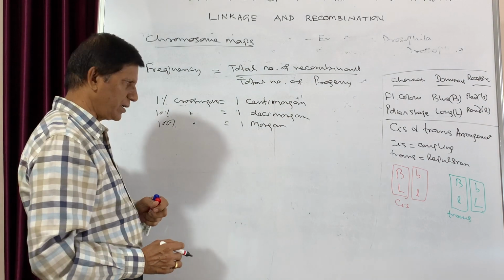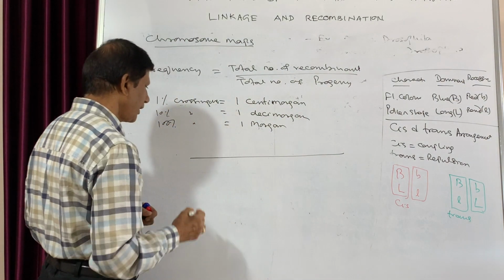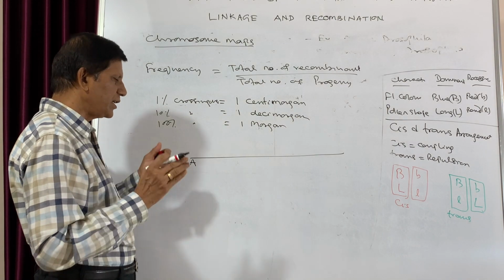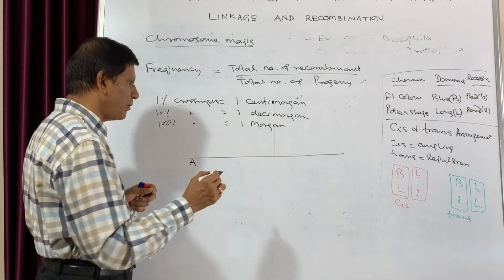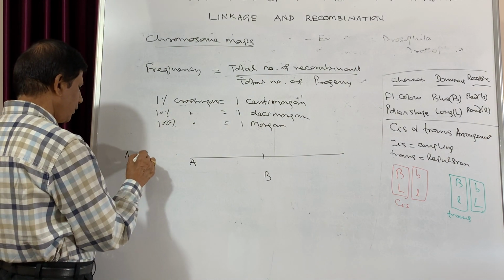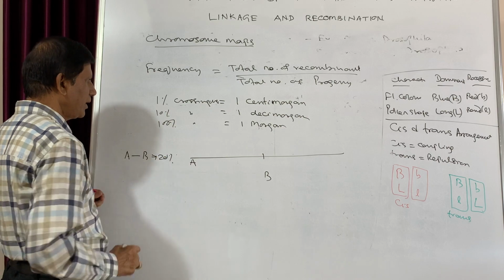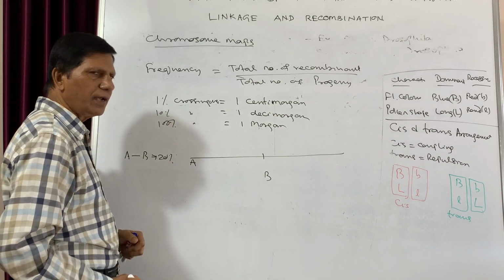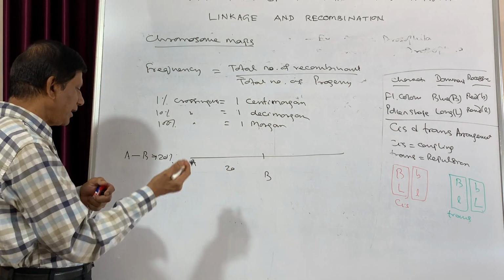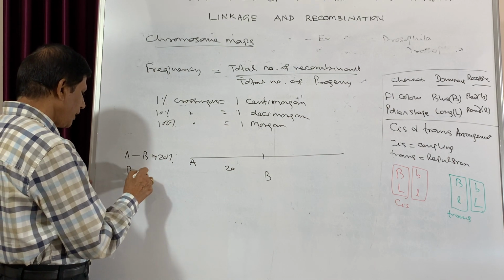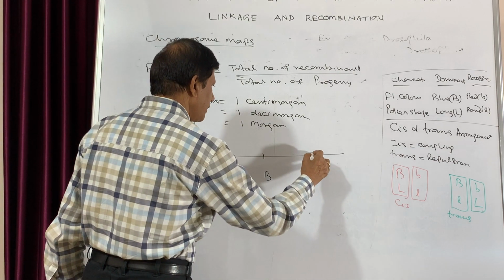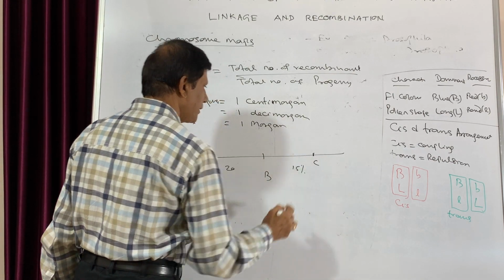So how is it constructed? Suppose this is a chromosome, and suppose this is one gene, say A, and it is known that the percent of crossing over between A and B is 20%. From A to B, it is 20%. That means we have to take 20 centimorgans. So from A to B, it is 20. Then the percent of crossing over between B and C is 15%. So from B to C, we can take this, and this is 15%.